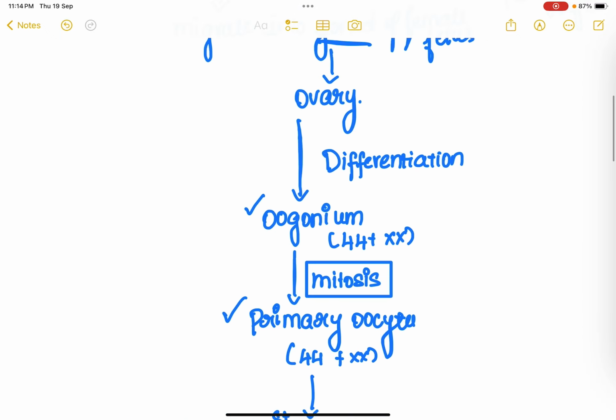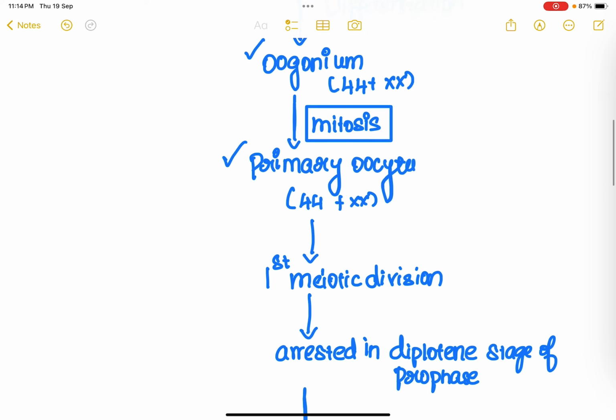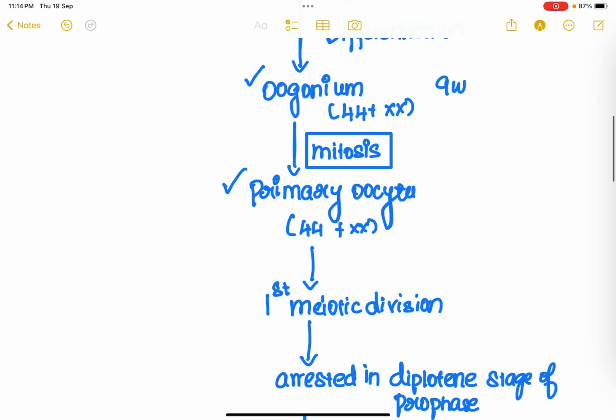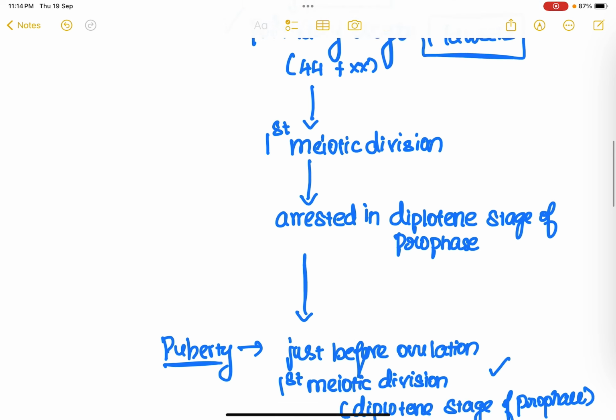Now it is also important for us to know at around how many weeks of intrauterine life these are going to form, right? So the oogonia is going to be formed at around 9 weeks. At around 9 weeks, the oogonium is going to form. The primary oocyte is going to be formed at around 12 weeks. Right? And the follicle formation will begin at around 14 weeks.